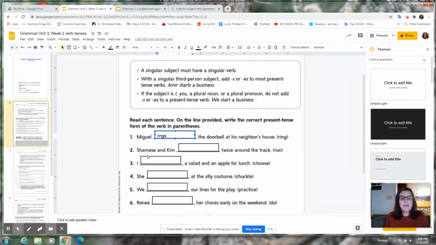Now the next sentence, I'm sorry about these names being pretty challenging here. I never heard of a Shamis and Kim. That's obviously very similar to that first sentence I had on the first slide.